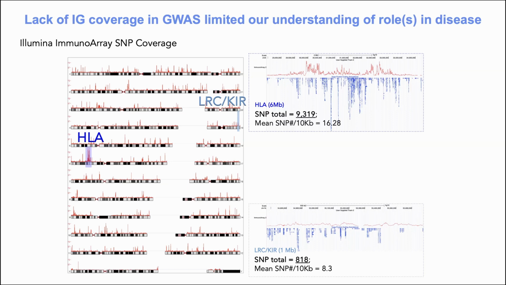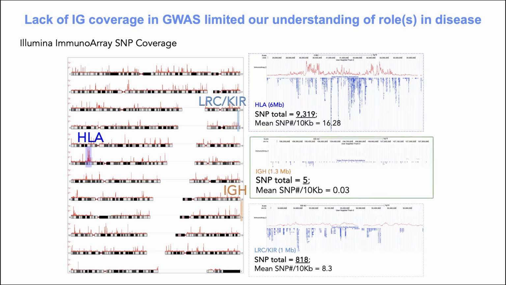But the adaptive immune receptors, both the immunoglobulin that encode antibodies and the T cell receptors that encode T cell responses, are not well covered at all. In fact, here's an example of the density of SNPs in IgH that was on this immunoarray. There's only 5 SNPs in over a megabase of content. I can tell you that this does not reflect the variation in this locus. And this meant that those disease association studies based on this data basically ignored these regions.